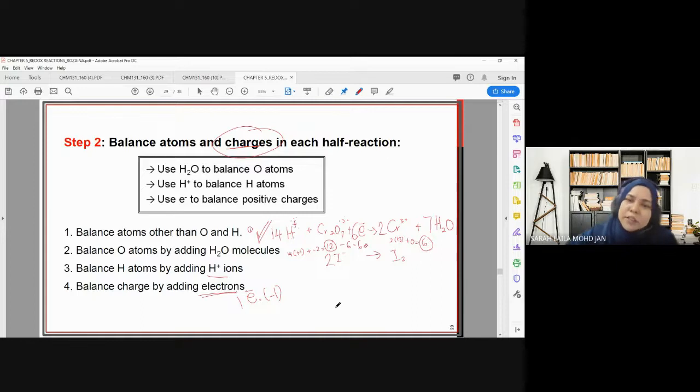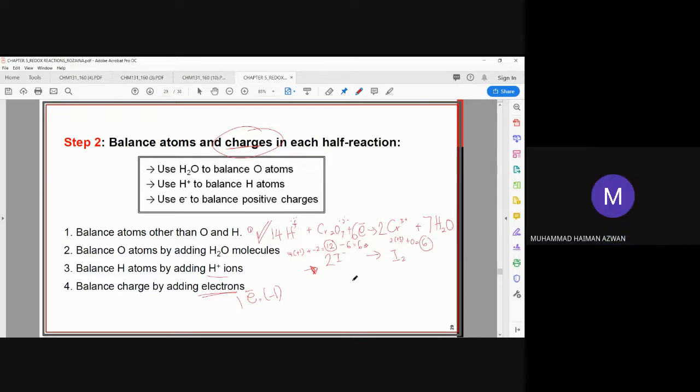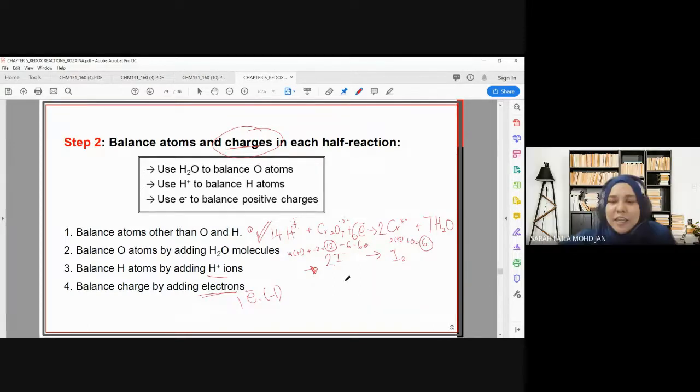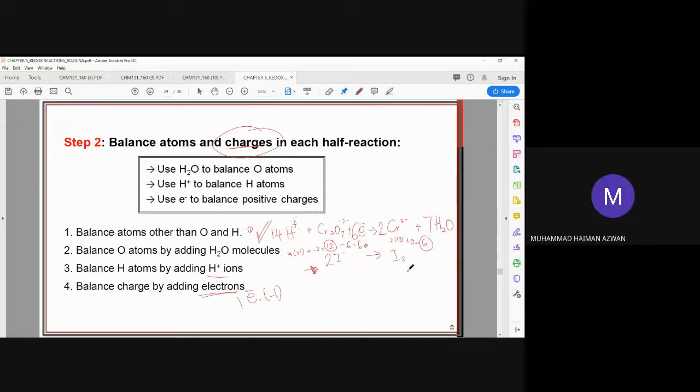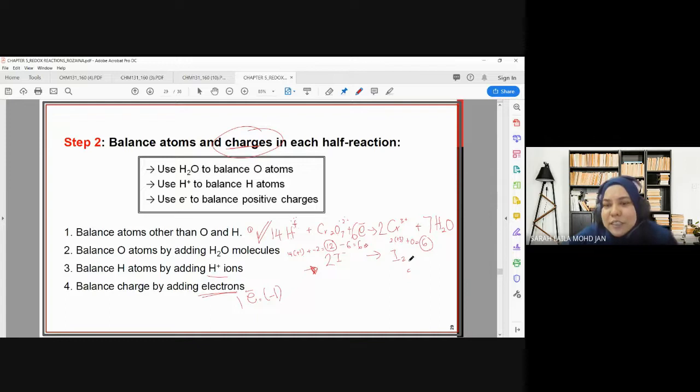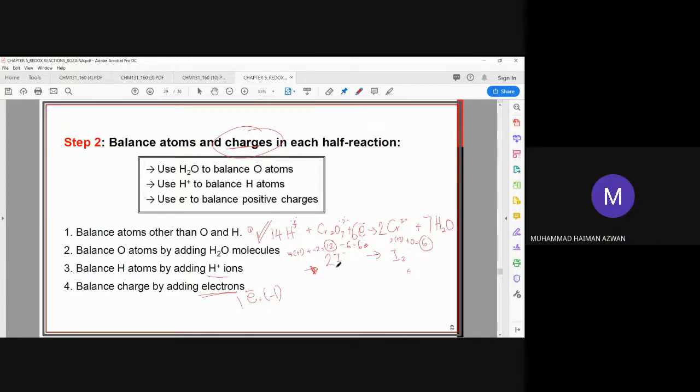Kita nak tambah elektron di bahagian mana? Dan berapa elektron yang sepatutnya kita tambah? Untuk yang next half reaction ni. Siapa nak jawab? Dekat sebelah kanan. Okay, belah kanan. Okay, good. Betul.